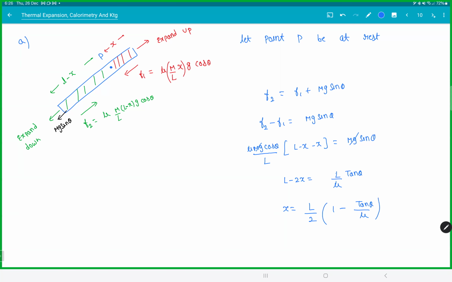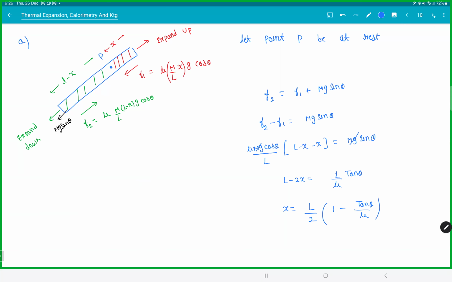There. Now, if they give you in the exam, let's say mu is equal to 3 tan theta, I can substitute there. That will be 1 minus 1 by 3. So that would be L by 3. L by 3 from the top. So you'll get something of that sort. This is the distance of point B from the top.